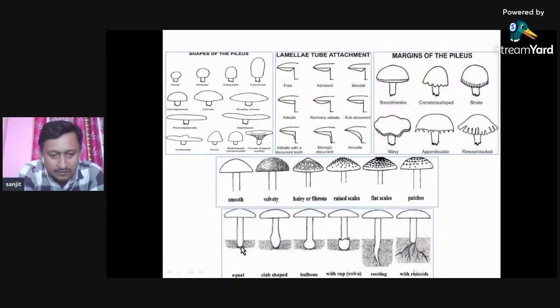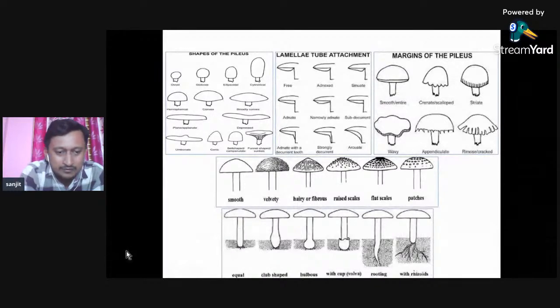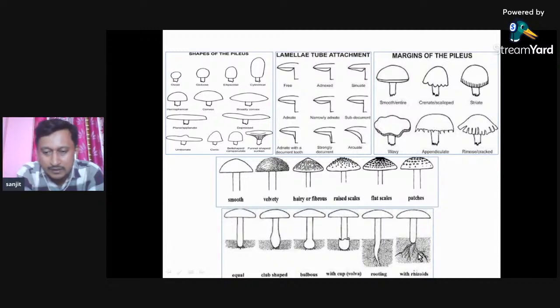This structure shows the different types of stipe attachment to the soil, like equal stipe means the total stipe is equal shape. Club shape means the basal part of the stipe is club shape, this part. Bulbous shape means the basal part of the stipe is bulbous shape. With cap means a bulb is present at the basal part of the stipe. Rooting means mycorrhizal fungus, macrofungus, with rhizoids present in some fungus.